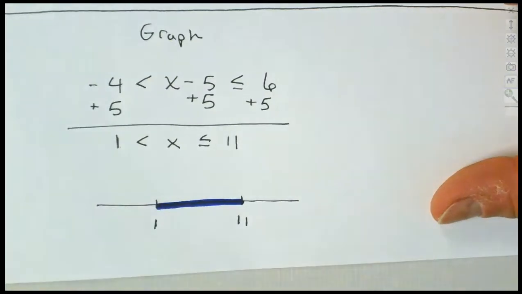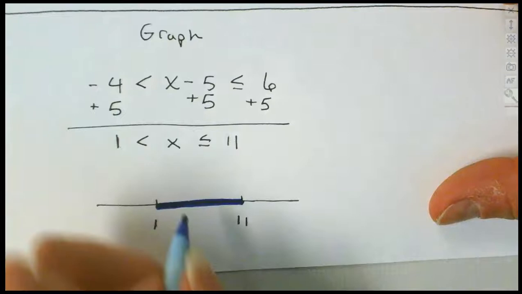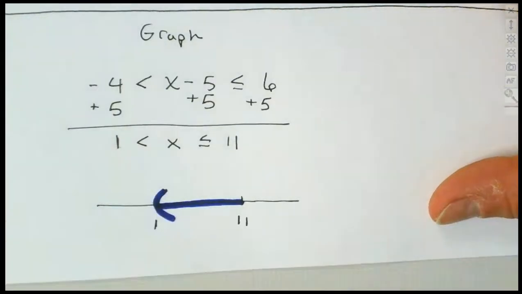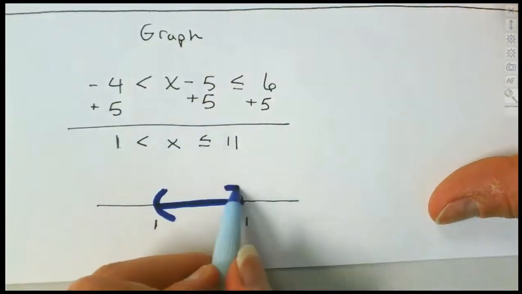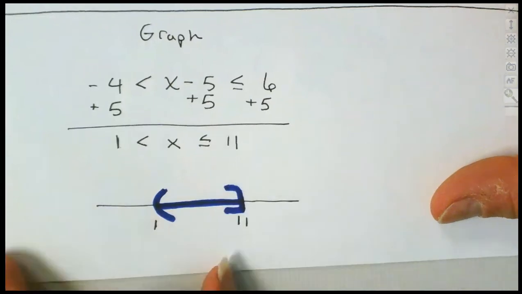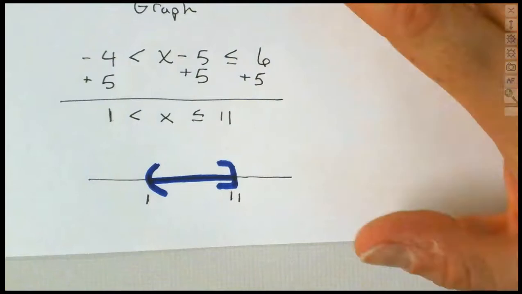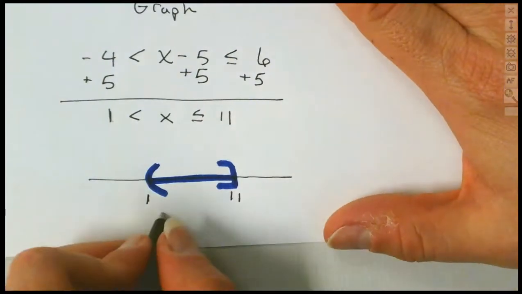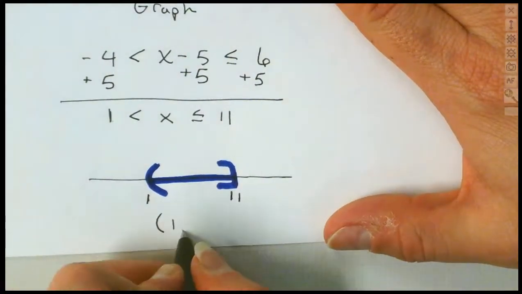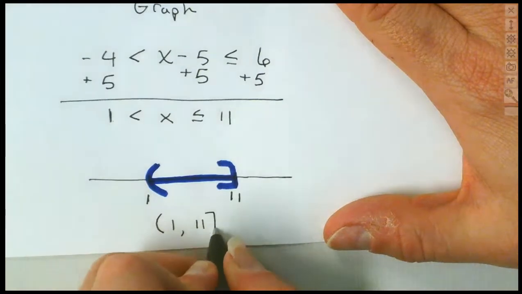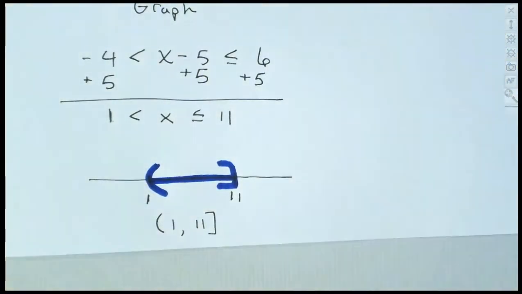Now, what gets what? Well, the 1 is going to get parentheses, and the 11 gets the square bracket. In interval notation, what does it now look like? Parentheses 1, comma 11, with a square bracket.